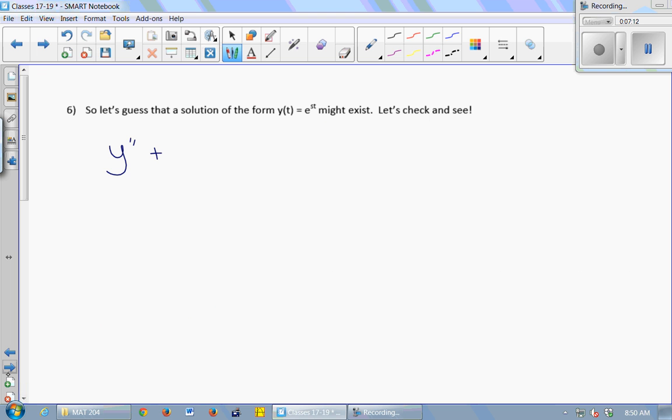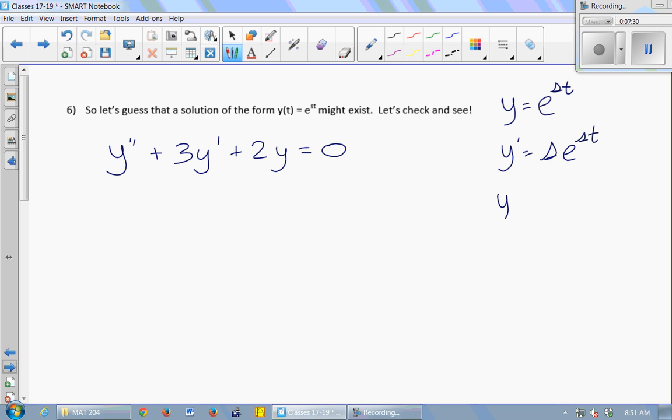3y prime plus 2y equals 0. All right, so if y equals e to the st, y prime would be se to the st, and y double prime s squared e to the st. So then I'm going to plug those into my equation and figure out what s will make this true, if there is an s that will make it true.